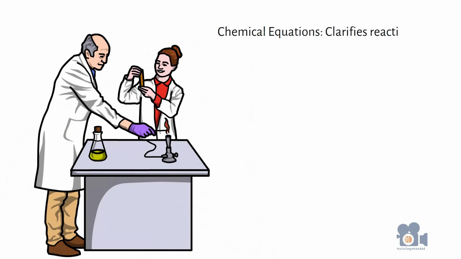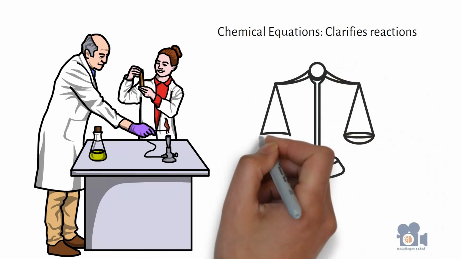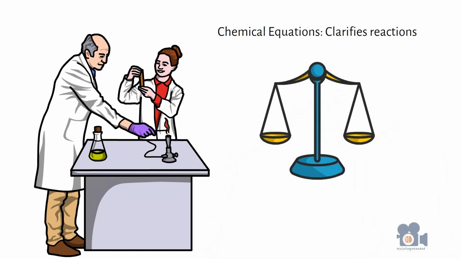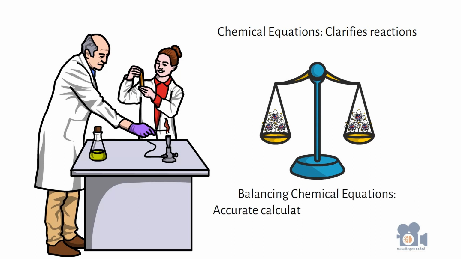They also help chemists to balance the equation, which ensures that the same number of each type of atom is present on both sides of the equation. Balancing chemical equations is important because it allows us to accurately calculate the amount of reactants and products needed for a reaction and to predict how much of a product will be formed given a certain amount of reactant.